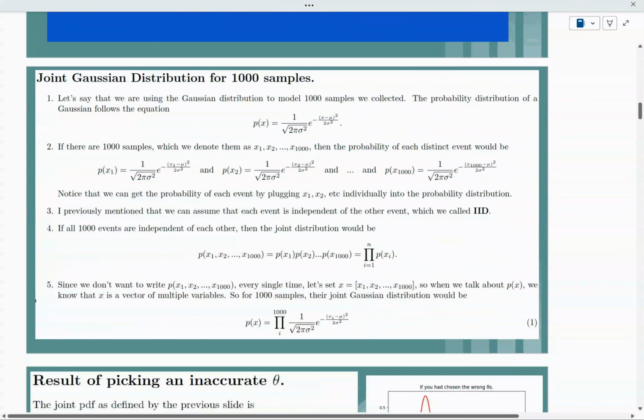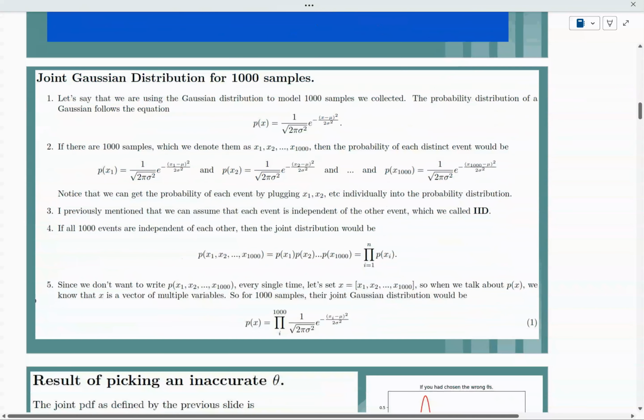You can collect samples from this. So let's say we're using a Gaussian distribution to model 1,000 samples. So we want to collect 1,000 samples all from this Gaussian distribution. The probability distribution for Gaussian looks like this, which we have seen before. Okay. Now, given that we are collecting 1,000 samples, the first sample we're going to call x1, second, all the way to the thousandth. So there are 1,000 samples. Then the probability of each distinct event will be probability of x1.